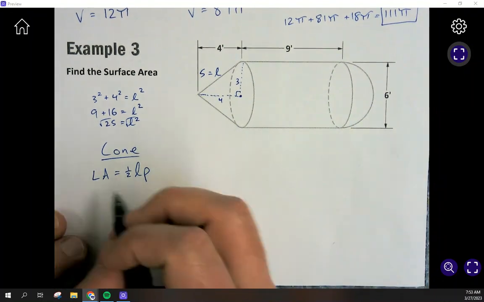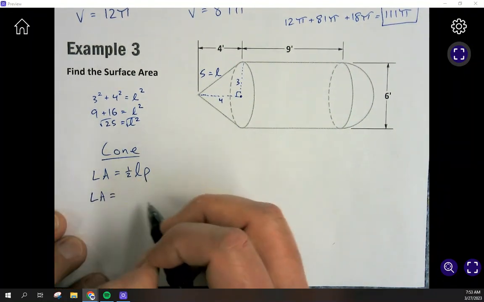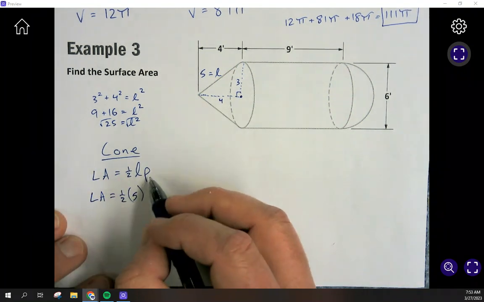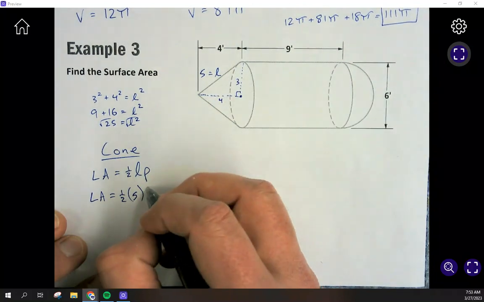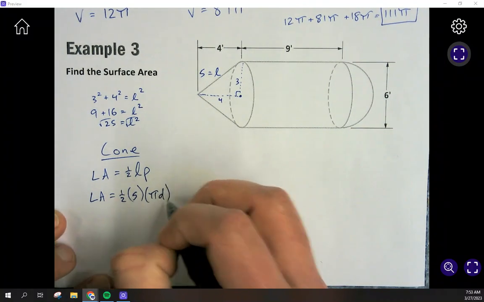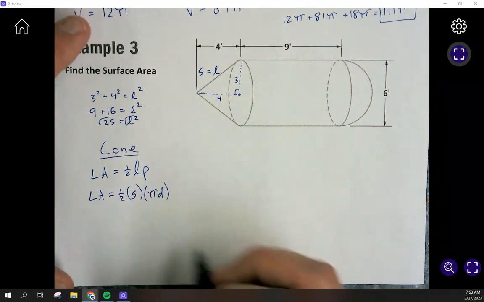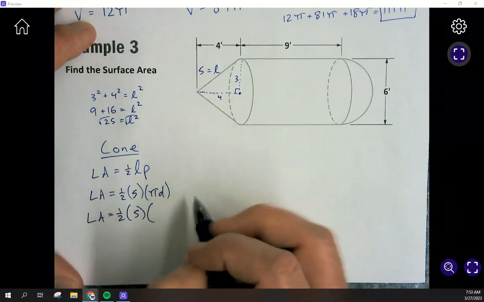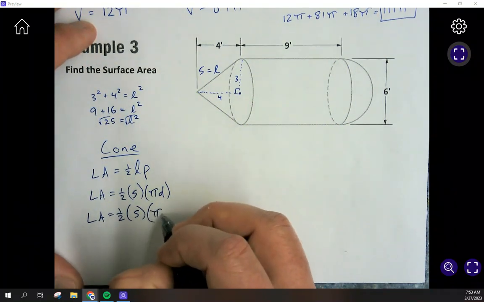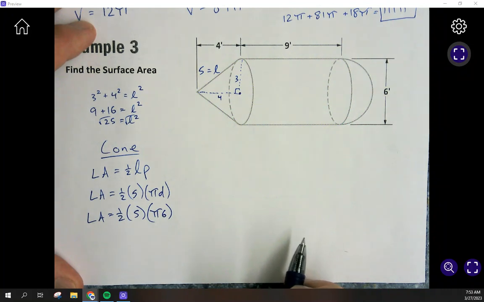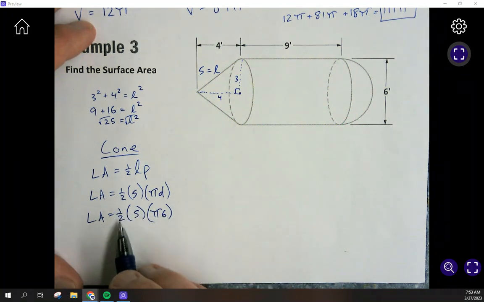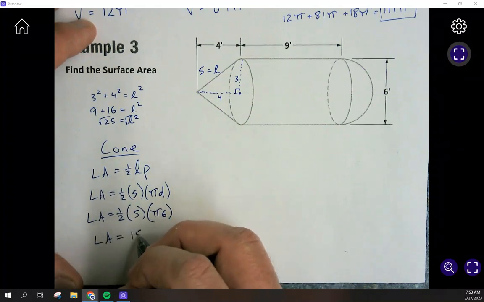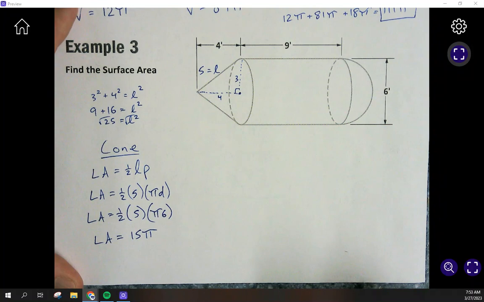Nice and easy. Let's now go ahead and plug that in. So I'm finding my lateral area here. 1/2 times my slant height, which is 5, times perimeter of the base. It's a circle. The perimeter of a circle, remember, is circumference, so pi times diameter. So 1/2 times 5. The diameter is 6, so pi times 6. 6 times 5 is 30. Take half. My lateral area here is 15 pi.